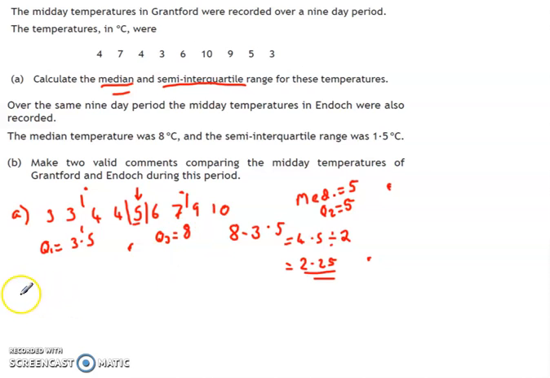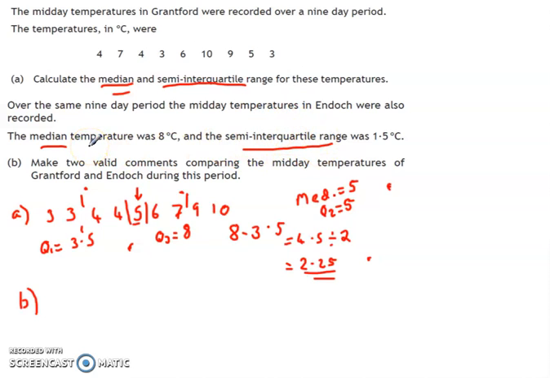So we've got a second set of data. We have to take our first set of data and make 2 valid comparisons comparing the temperatures between the 2 places. Now for both bits of data, you're given the median and you're given the semi-interquartile range. So when you get 2 things like that to compare, you have to make a comparison involving both. You can't leave one of them out. This is a 2-mark question. You have to make a comparison using the median, and you have to make a comparison using the semi-interquartile range.